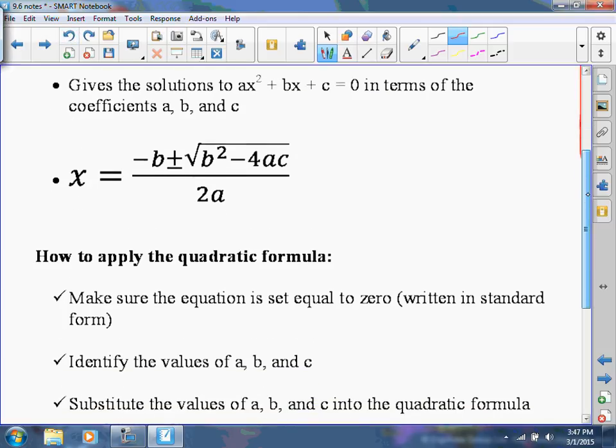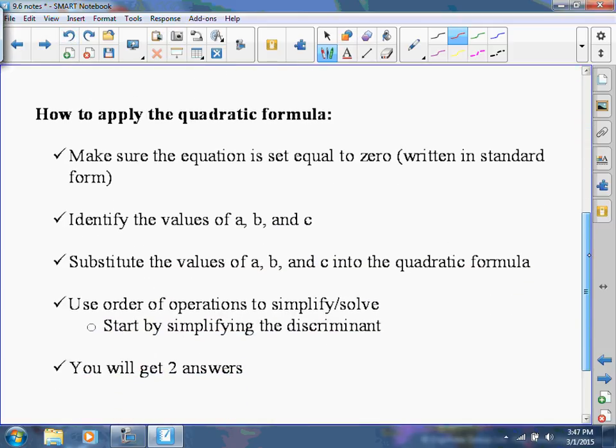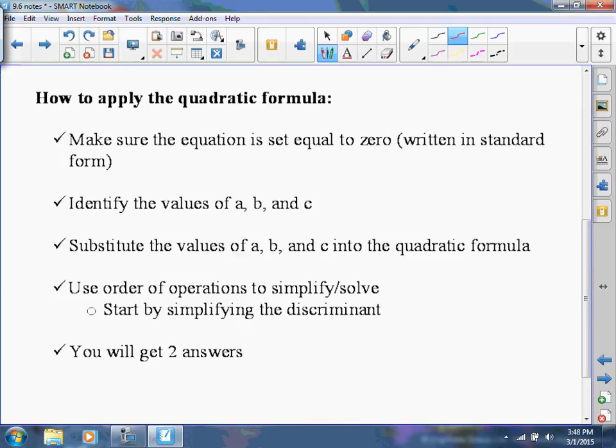Now when we're solving equations with the quadratic formula, we want to make sure that the equation's all set equal to 0 and that it's in descending order. That's what the standard form means here, that everything's in descending order. And then we want to identify our values for a, b, and c, just like we've been doing. We're going to substitute them all into the quadratic formula, and then we're going to simplify.